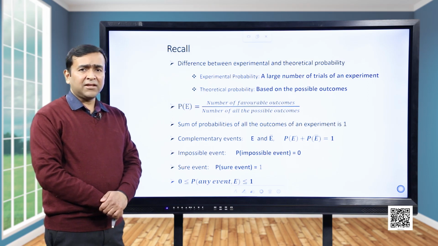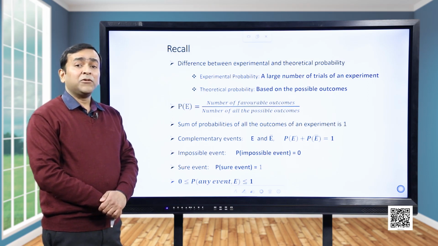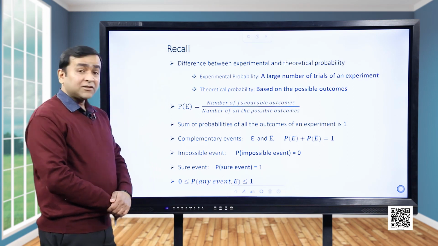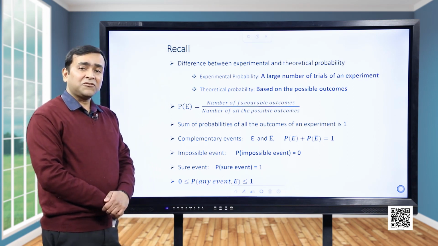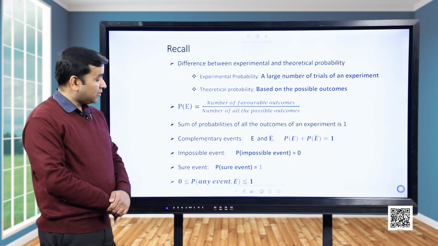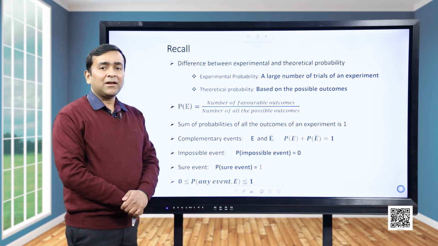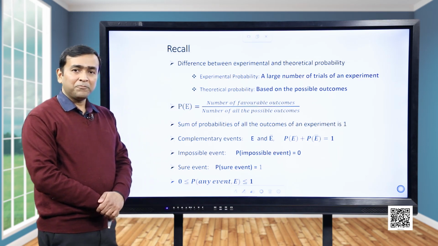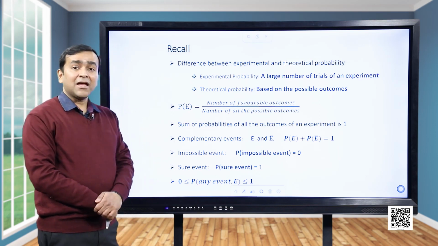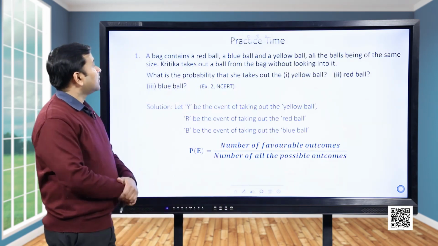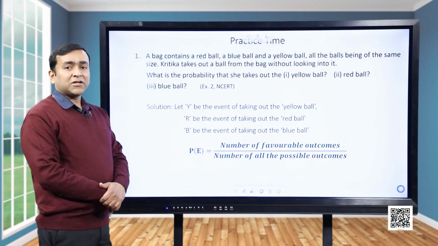Does the sun rise in the west? No, we know for sure that the sun rises in the east. So this is a sure event, and what is its probability? The probability is 1. Thus the probability of any event lies between 0 and 1. So now it is time to practice. Let us do the first question.